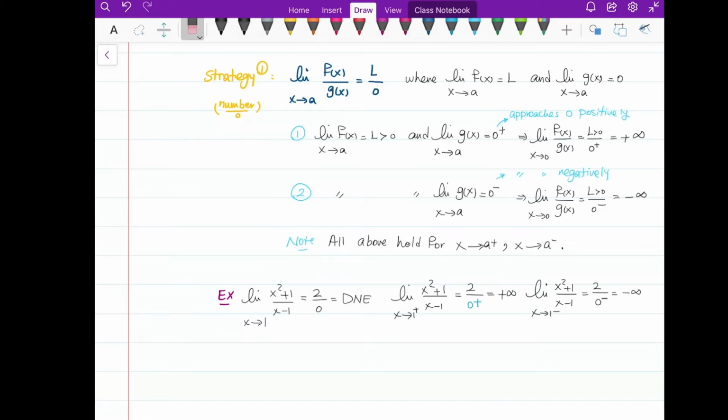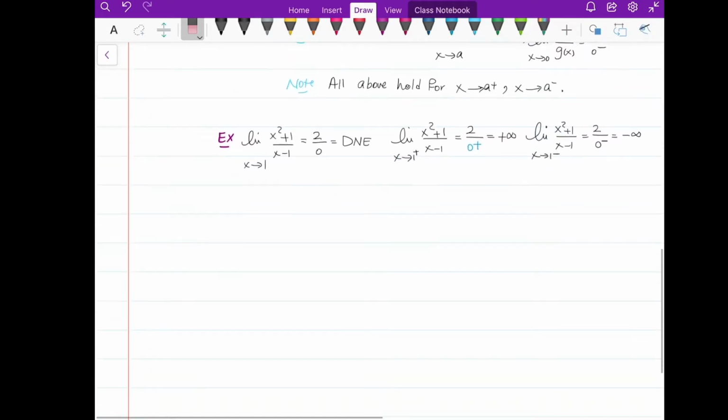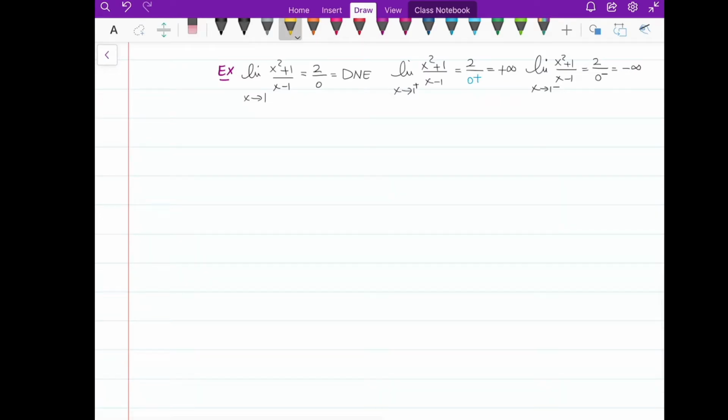Okay, so that was strategy 1, to have a number over 0. What if we get 0 over 0? So that would be strategy 2, when we get 0 over 0.